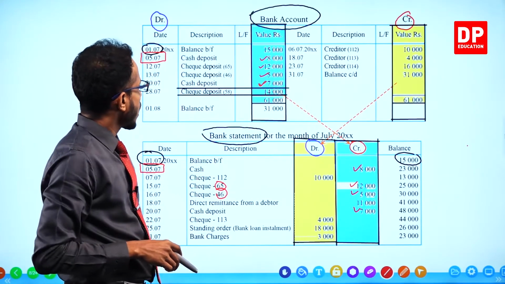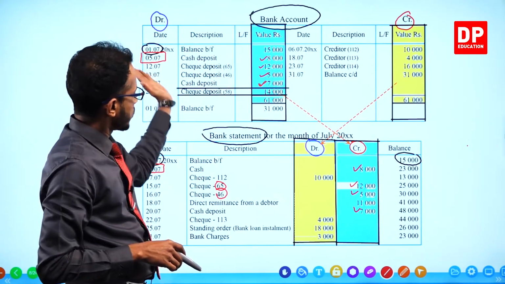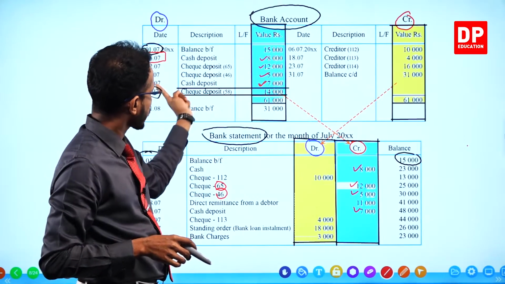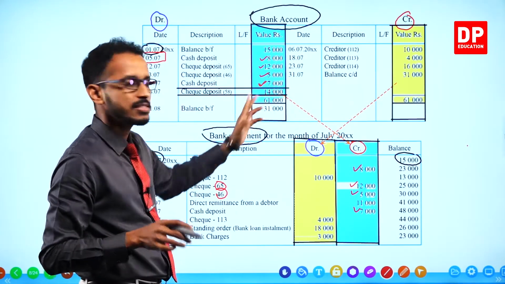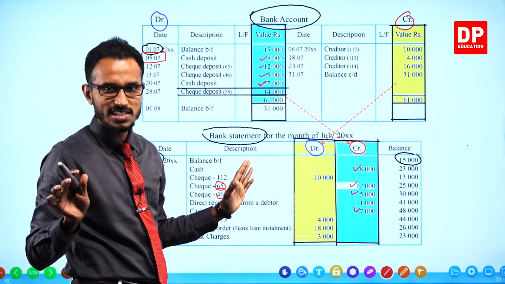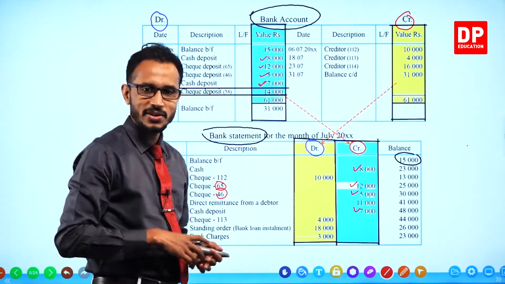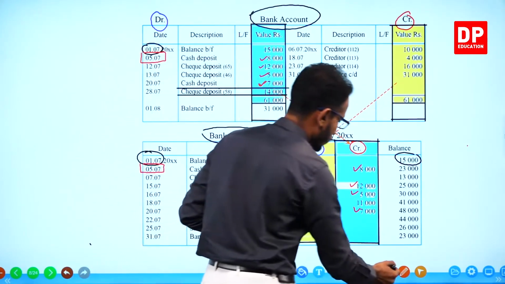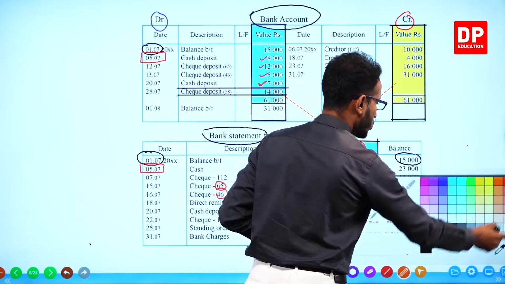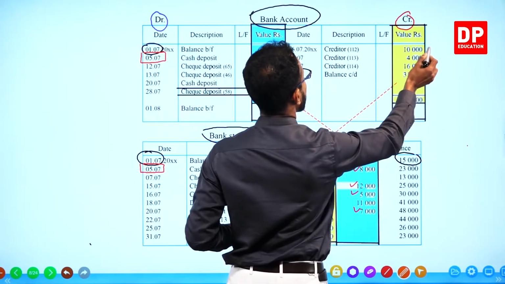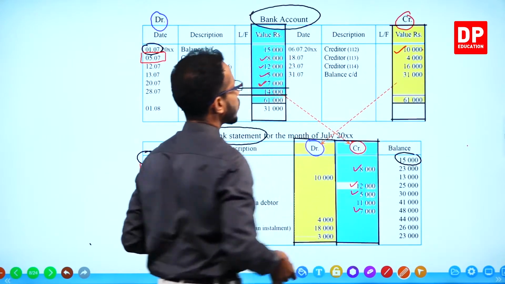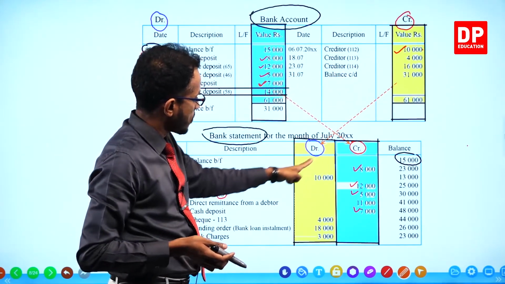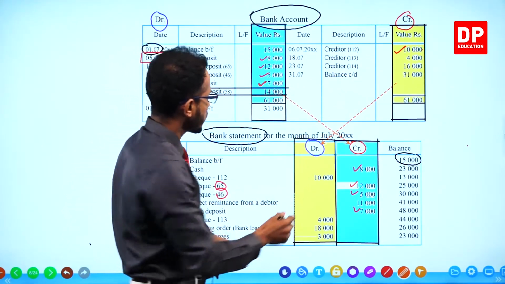Right. Our debit side is done, children. The debit side items all are ticked. And the item which is missing is boxed. Can't escape. Okay. We'll move on to the credit side, shall we? Credit side. We have on top 10,000. We have to compare the credit side with the debit of the statement. 10,000 is here.